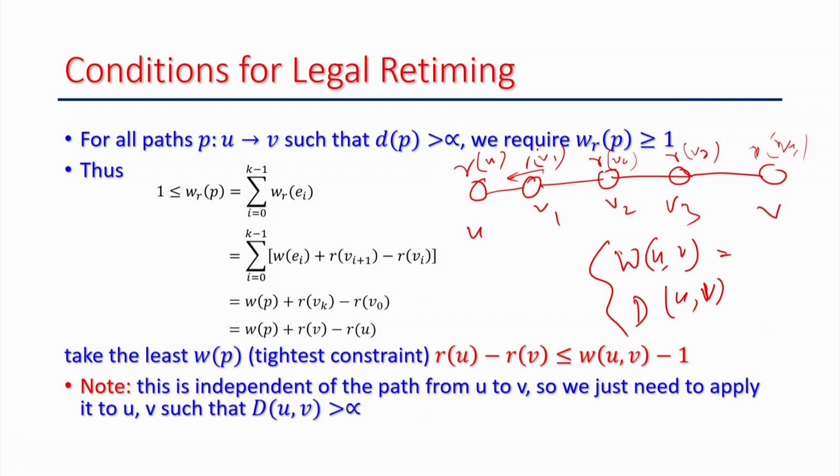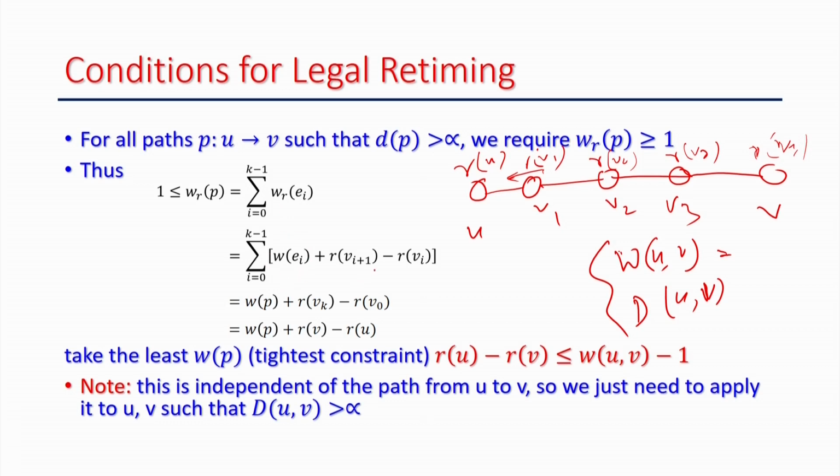So, in this case, what is the final value of this WRP? WP is given before the retiming, and WRP is the value after the retiming. If we calculate that, it is basically the WR of each of these edges, so WR of every edge after retiming, which is given by WR(e_i).